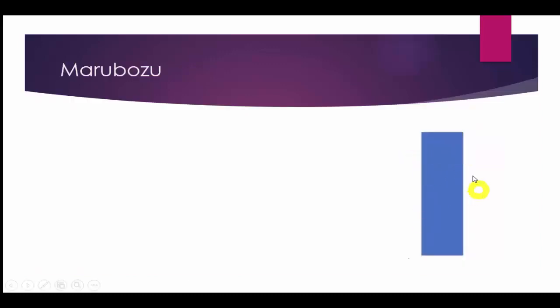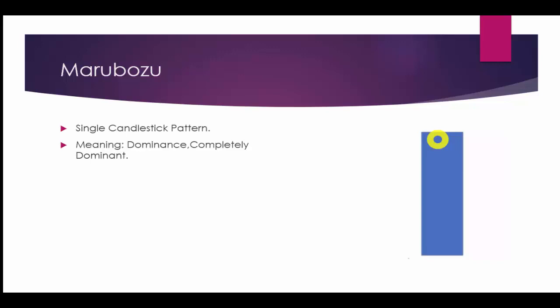The Marubozu candlestick pattern looks like this. It is a complete candle with almost no lower shadow or no upper shadow. Basically, in Japanese, Marubozu means dominant, or completely dominant. So it is a single candlestick pattern and it means dominance, to dominate anything completely, with full control.